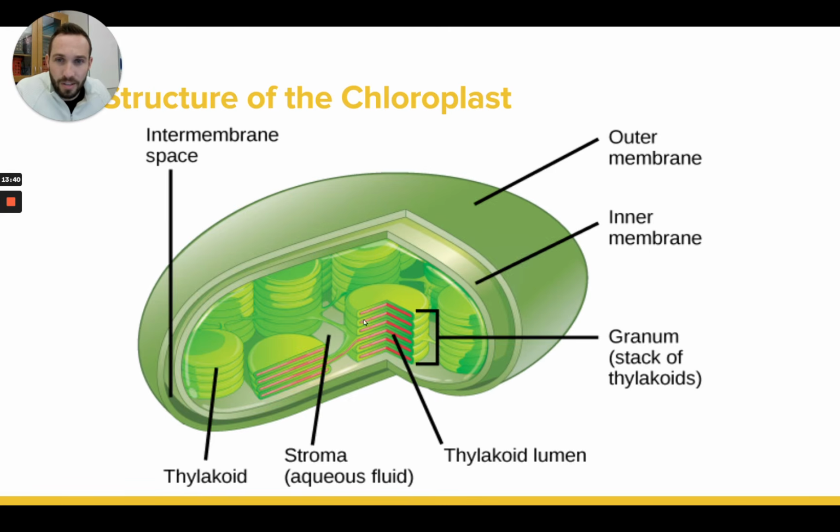So if you can, there's actually space inside of here. Inside the thylakoid membranes, these discs, that's called the thylakoid lumen, or the thylakoid space. It's the space inside the thylakoid. And then outside the thylakoid is the rest of this space here called the stroma. The stroma is the space outside the thylakoid, and the thylakoid lumen is the space inside the thylakoid membrane.